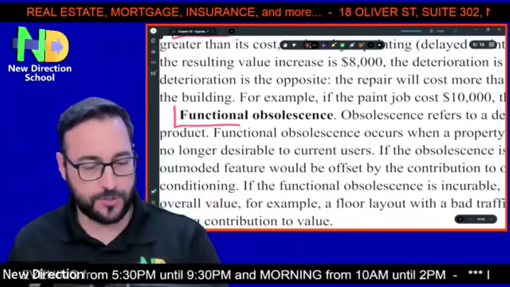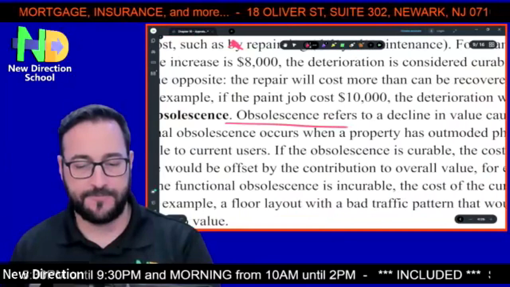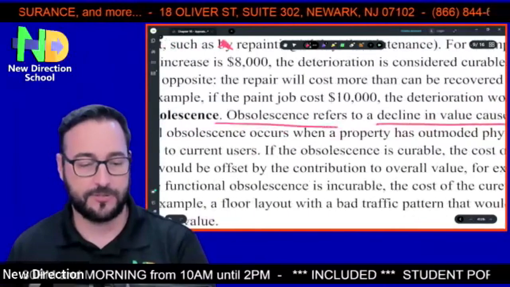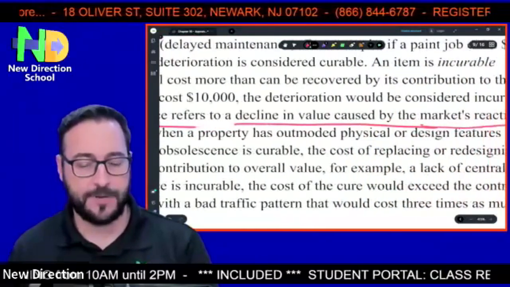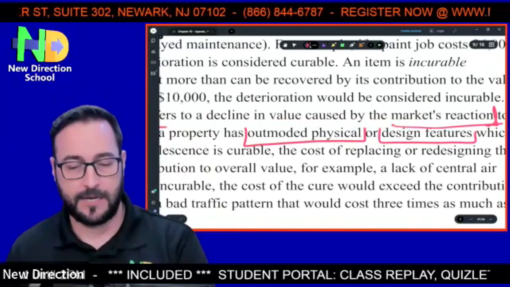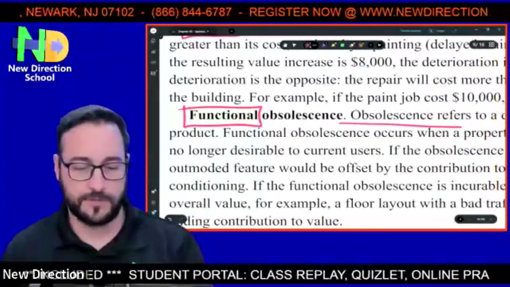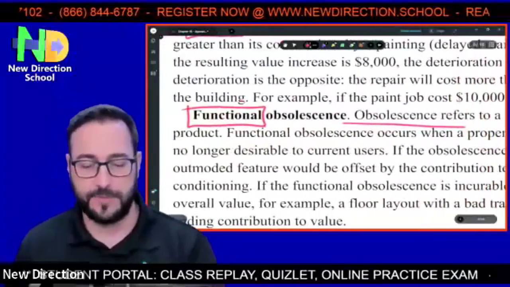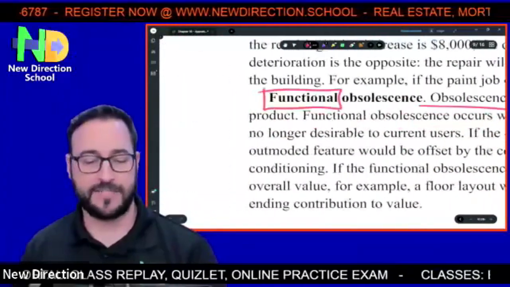Then we have functional obsolescence. We'll go back to this word in a little bit, but let's go to obsolescence. Obsolescence refers to a decline in value caused by market reaction to a product. Now, functional obsolescence occurs when the property has outmoded physical or design features which are no longer desirable to current users. If the obsolescence is curable, the cost of replacing or redesigning the outmoded feature would be offset by the contribution to the overall value. For example, a lack of central air conditioning.